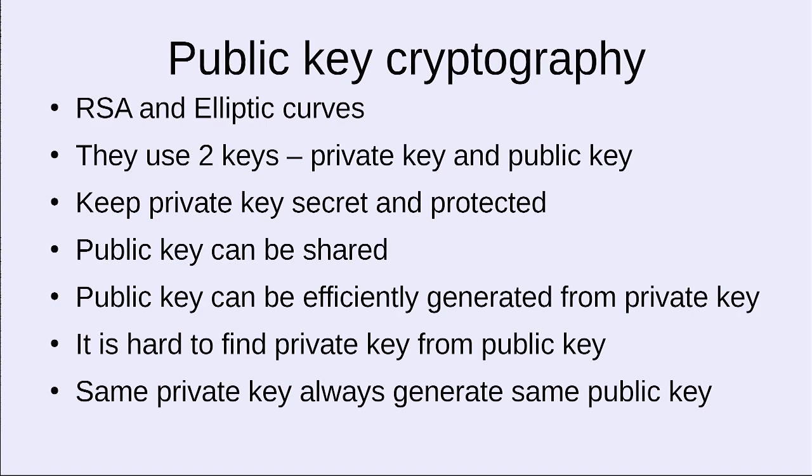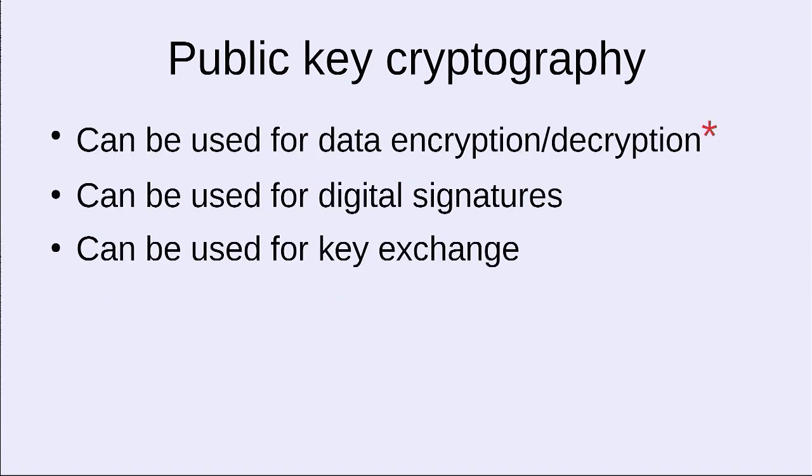So it's a one-way function, similar to hash. It's really easy to calculate the hash, but it's really difficult to understand what was the original information. And you have to understand that the same private key will always generate the same public key. So what can we use public key cryptography for?